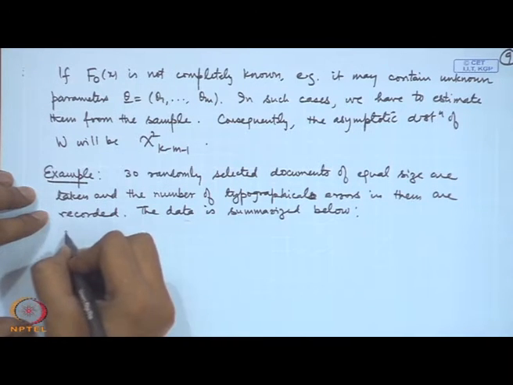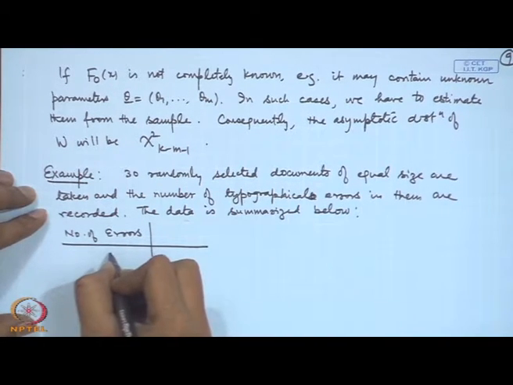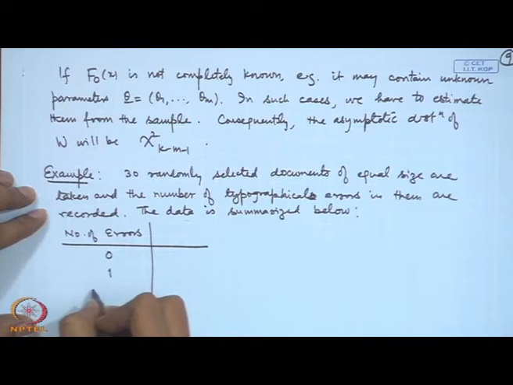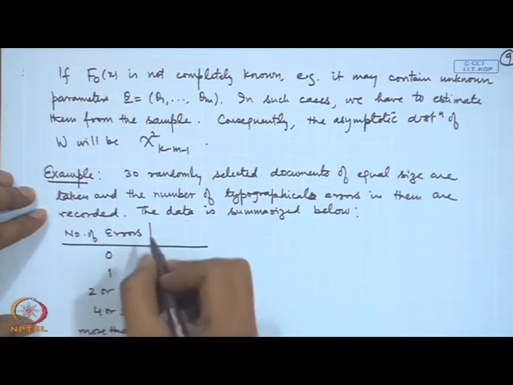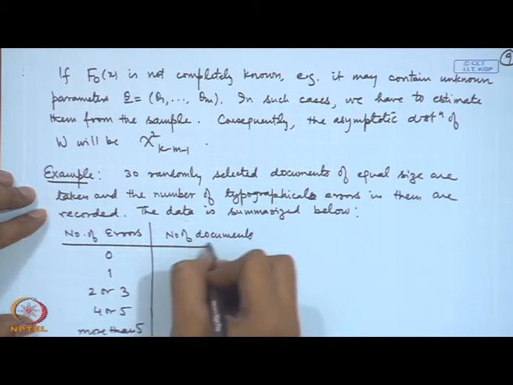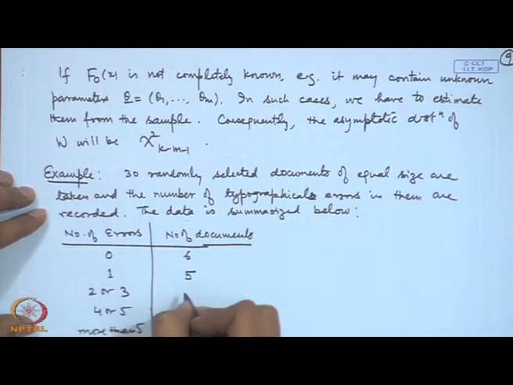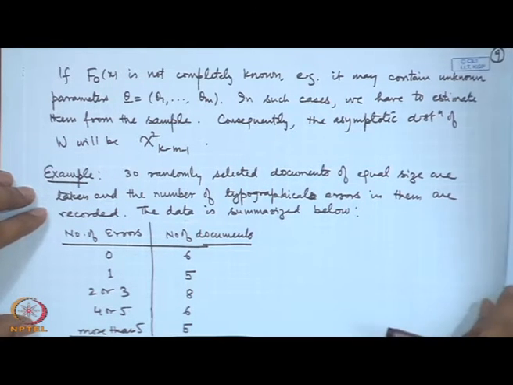So, if I make a frequency table of the number of errors, it is recorded like this: 0, 1, then 2 or 3 errors, 4 or 5 errors and more than 5 errors. The number of documents which had no errors was found to be 6. The number of documents which had 1 error was 5. The number which had 2 or 3 errors was 8. The number which had 4 or 5 errors was 6, and the number which had more than 5 errors was 5.